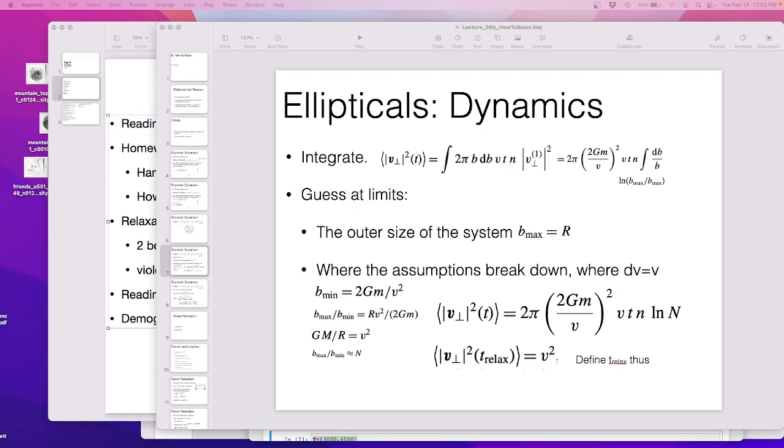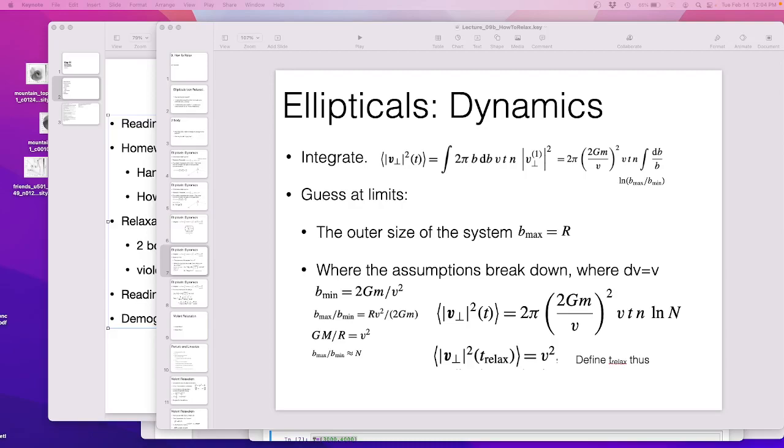So this is the result. So now we say, okay, what I'm looking for, this is how much mixing, this is how much redistribution of the energy that I get as a function of time. This is how far I go through the box. And what we want to say is that t relax is the time such that the average v perp squared equals v squared. And this implicitly defines the time by way of this equation.